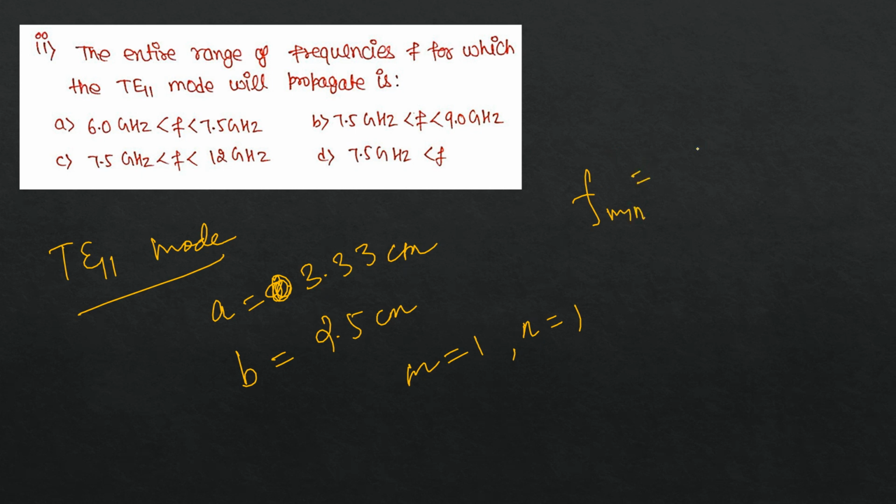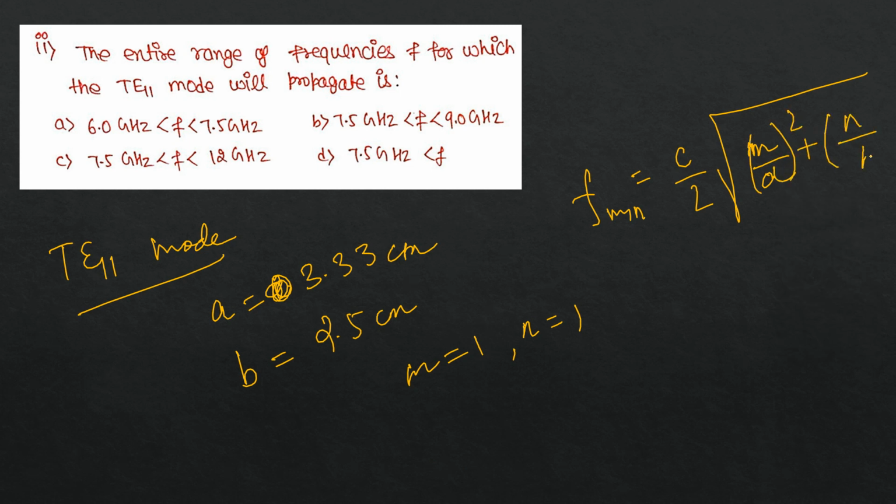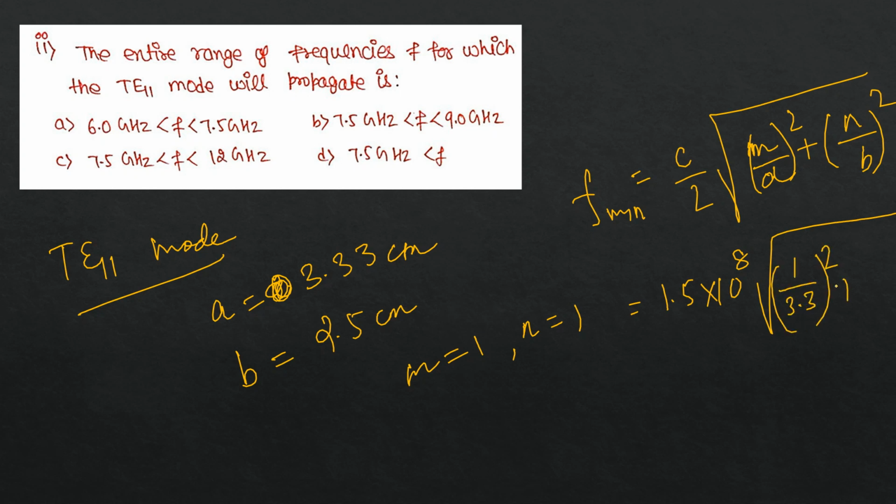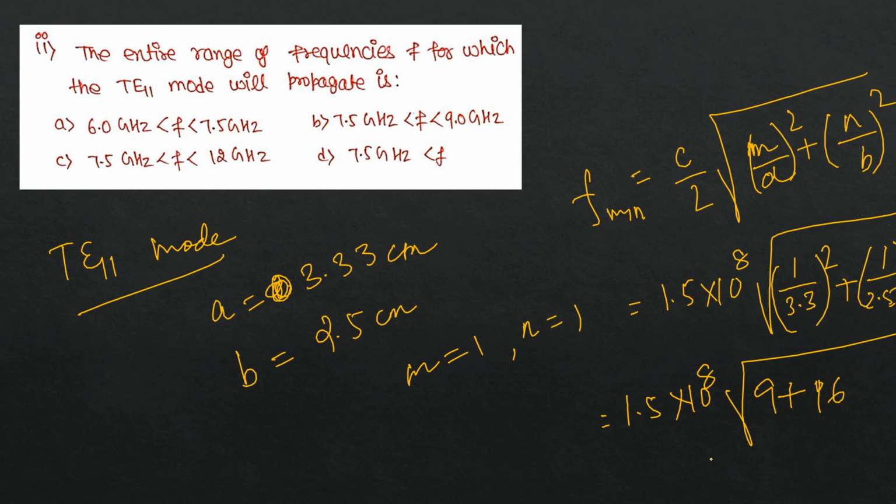Fmn is equal to c by 2 root over of (m by a) whole square plus (n by b) whole square. Simple. So this is 1.5 into 10 to the power 8 whole root over of (1 by 3.33) whole square plus (1 by 2.5) whole square. This was actually your 3, right? So 3 square, that is 9, plus 4 square, that is 16. 25 root over is 5. So 7.5 into 10 to the power 8 Hertz. That means 7.5 Gigahertz, isn't it?